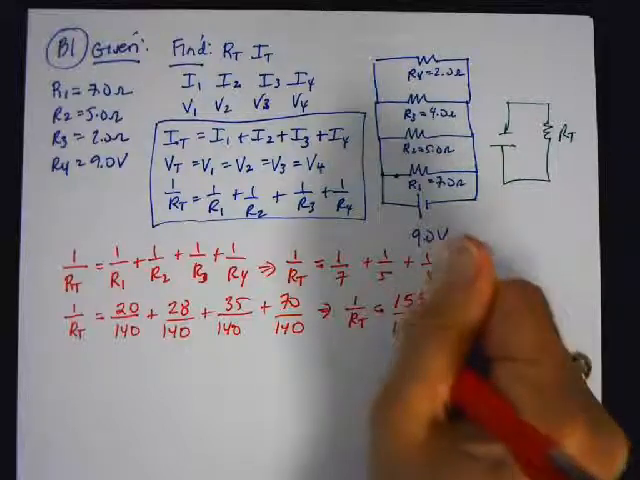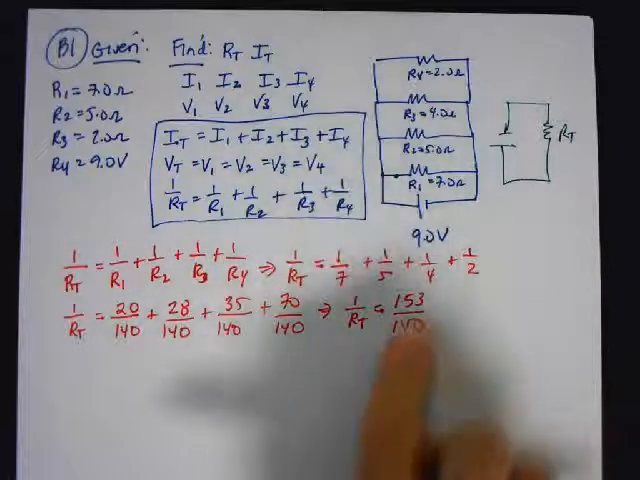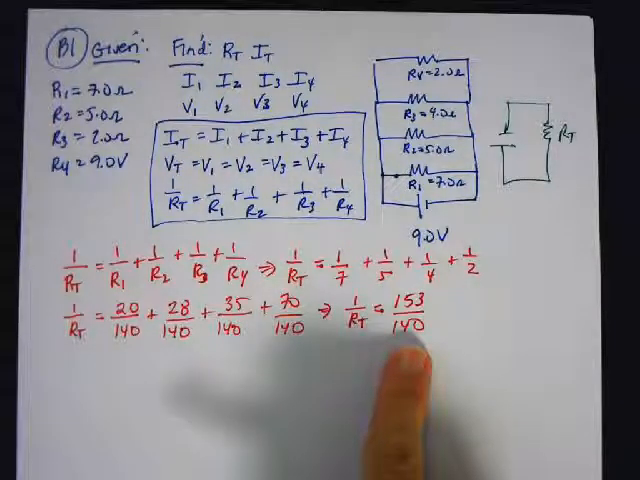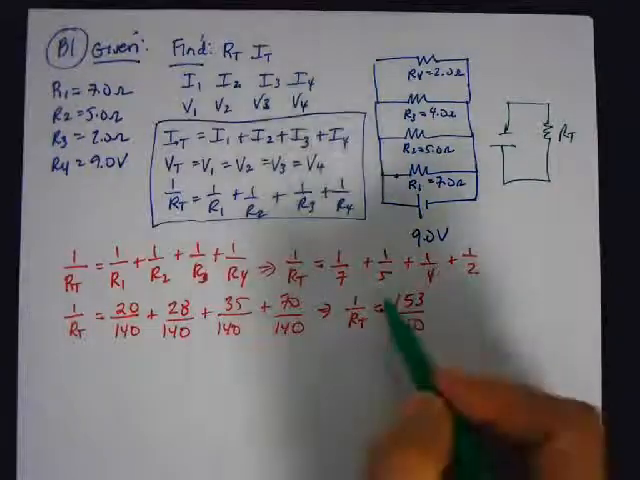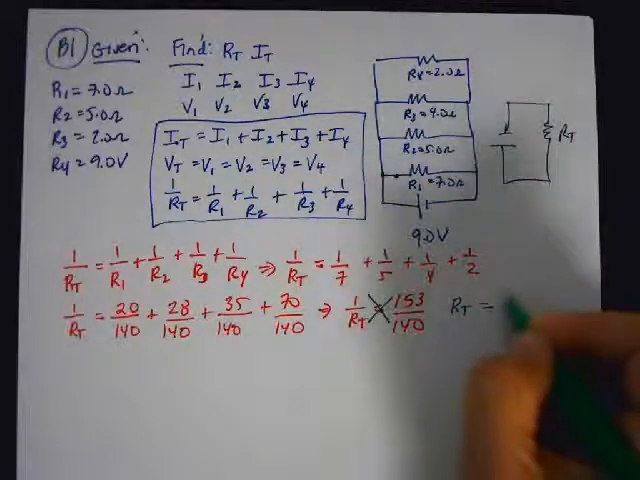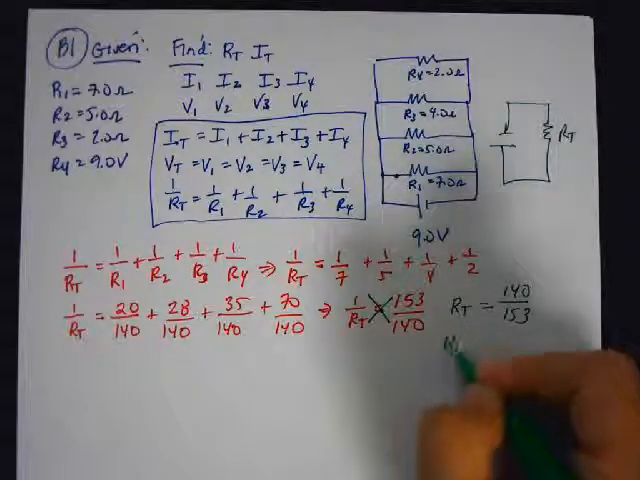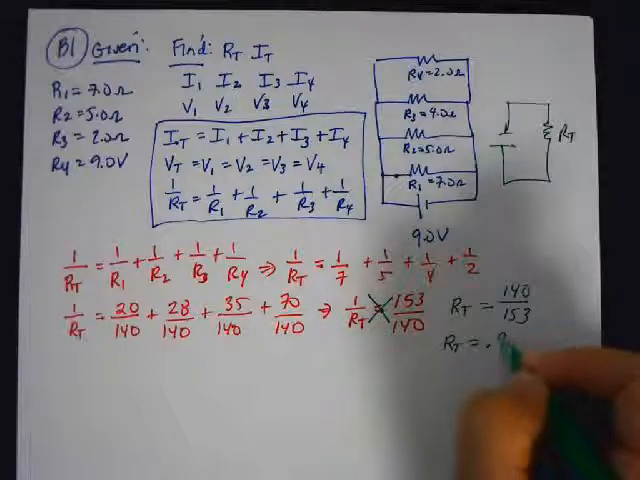So 1 over RT is equal to 153 over 140. Now this is where people make a mistake. They'll say RT is 153 over 140, or whatever that comes out to be numerically. Is that correct? No, because it says 1 over RT, so I have to cross multiply. So RT is equal to 140 over 153, which if I do on my calculator comes out to be 0.92.